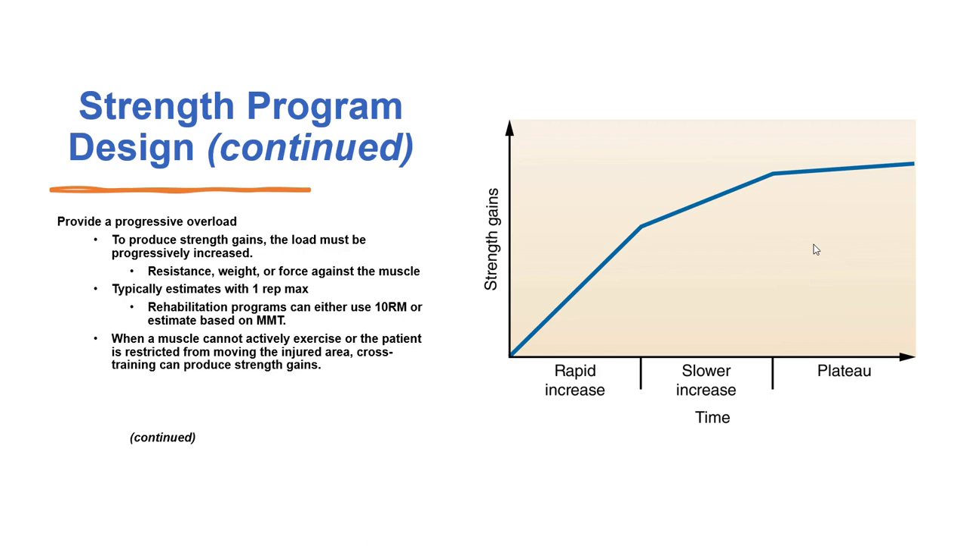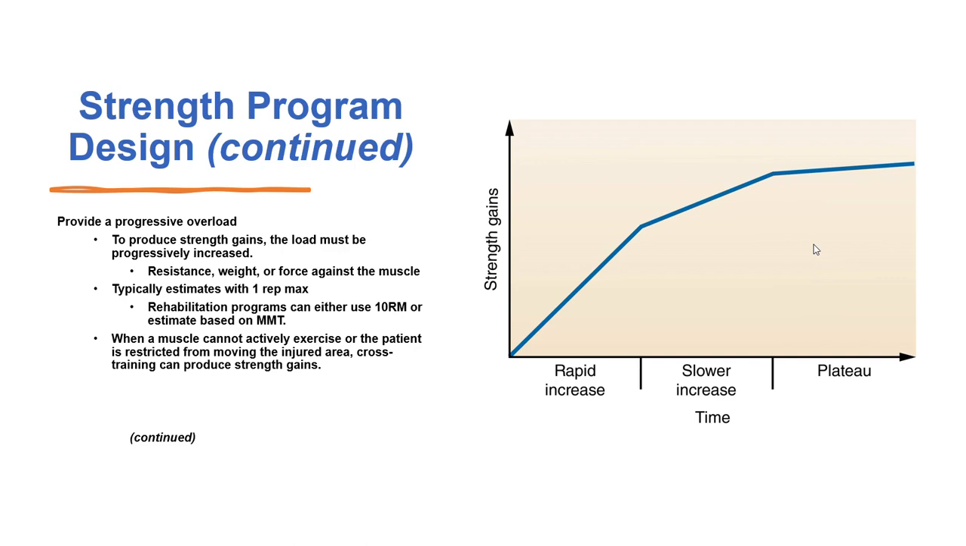Now, with any good rehabilitation program, there will be the concept of progressive overload. And so to produce strength gains or to continually produce improvements, the load must be progressively increased. So basically, as a patient's strength improves, the exercise difficulty must also increase to provide that overload.